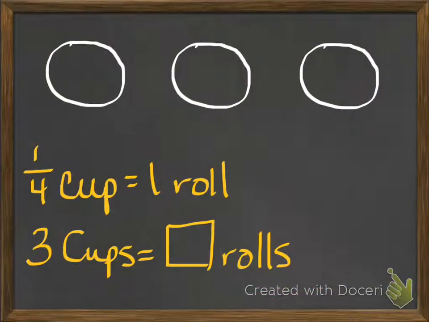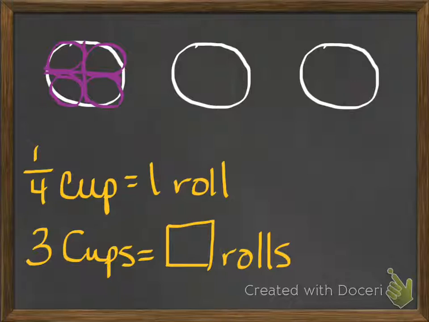So I've given you a picture here. Imagine that these are 3 cups of rice. So I've got 3 rice balls, each is 1 cup. And I know that 1/4 of a cup equals 1 roll. So I have to figure out how many rolls I will make out of 3 cups of rice. I've got my first cup here. I'm going to cut it into 4ths. So if I cut it into 4ths, you can see I can make 1, 2, 3, 4 rolls of sushi.